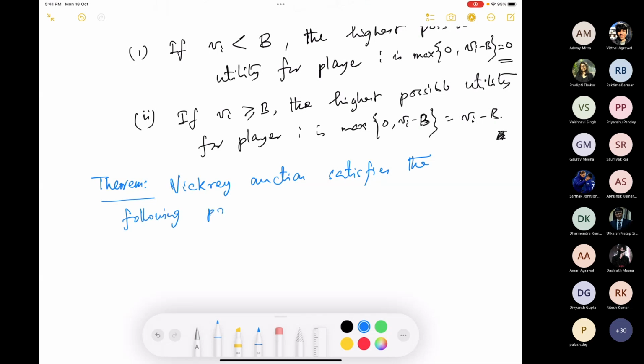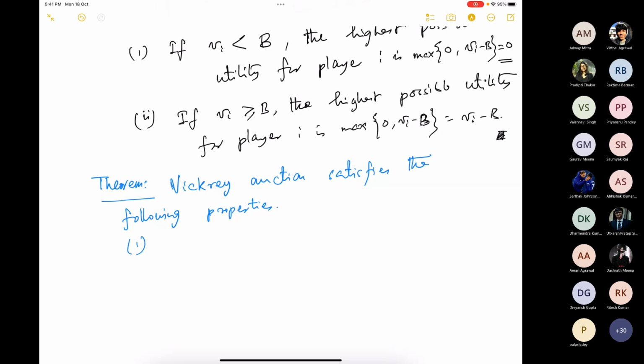Following properties. The first property is that, as we have just proved, bidding your valuation always maximizes the utility, and this is called, in game theoretic terms, dominant strategy incentive compatible.